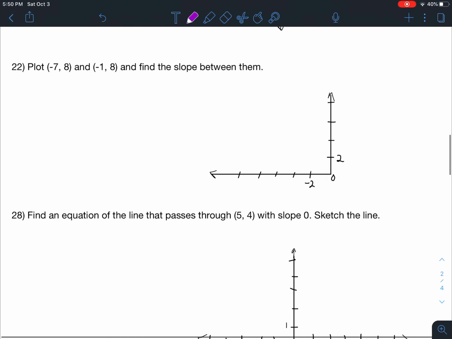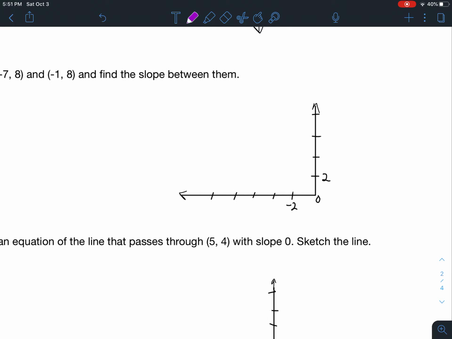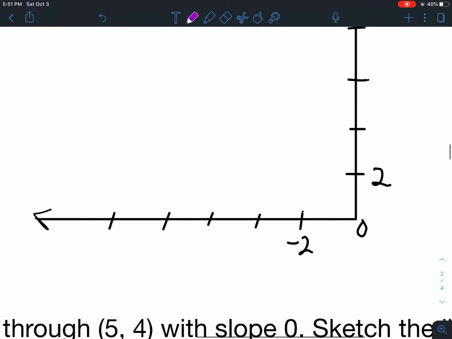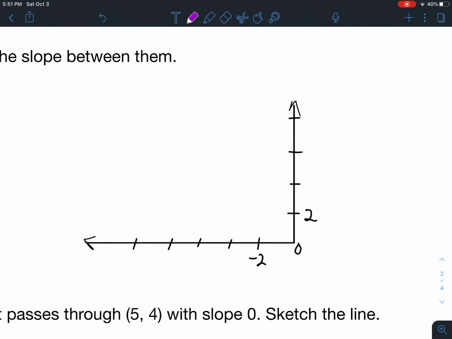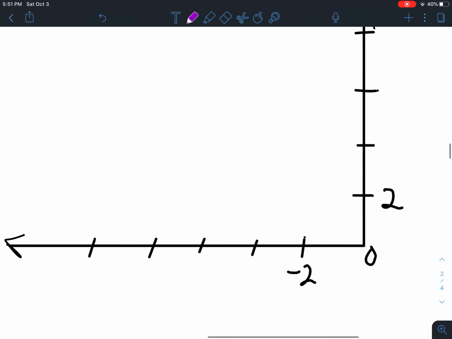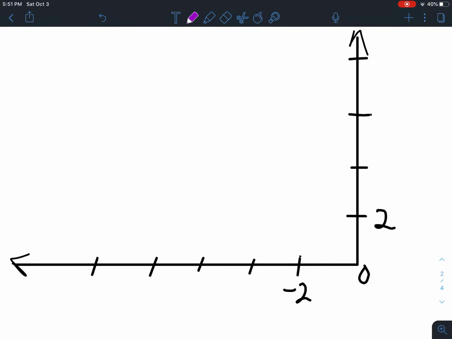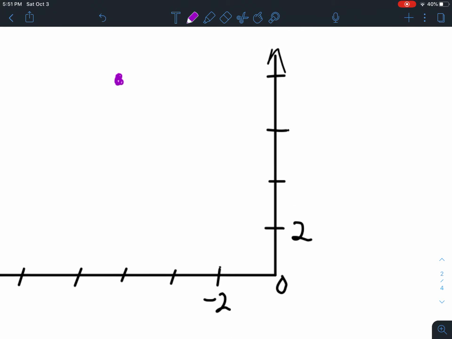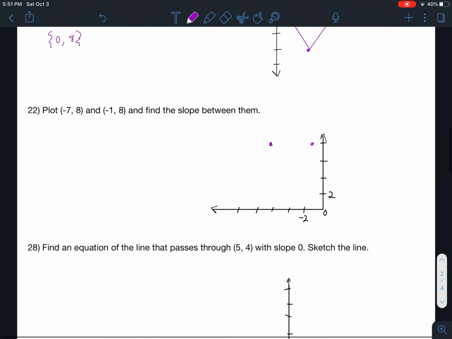Okay, number 22 wants us to plot negative 7, 8 and negative 1, 8 and find the slope between those 2 points. So just first plotting them, negative 7, 8 would be halfway between these 2 check marks here and at 8 up. So right here. And then the other point, negative 1, 8, has the same y value, just at x equals negative 1. So there's the 2 points.